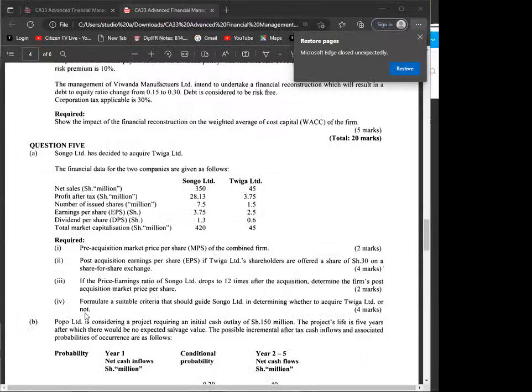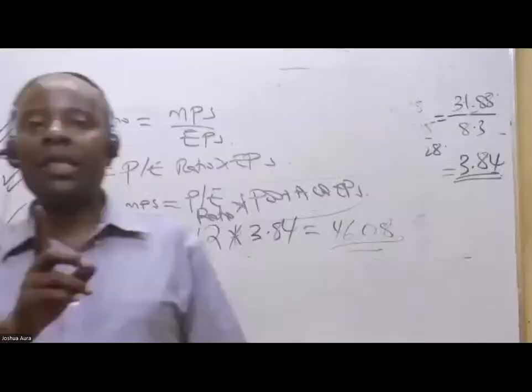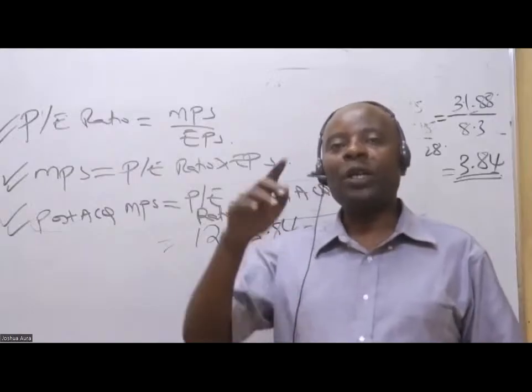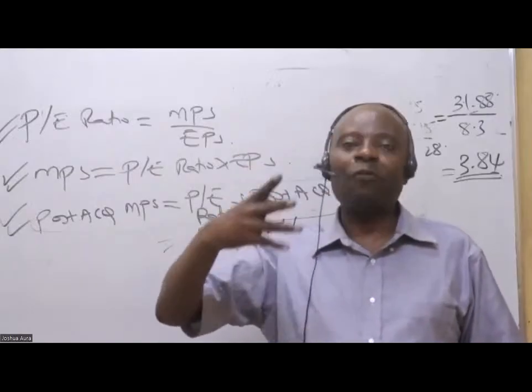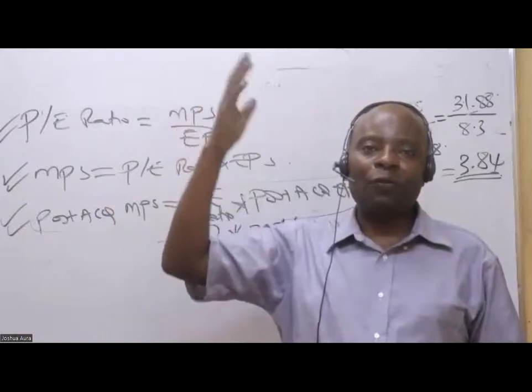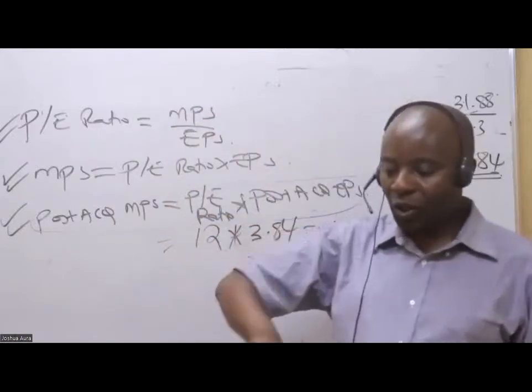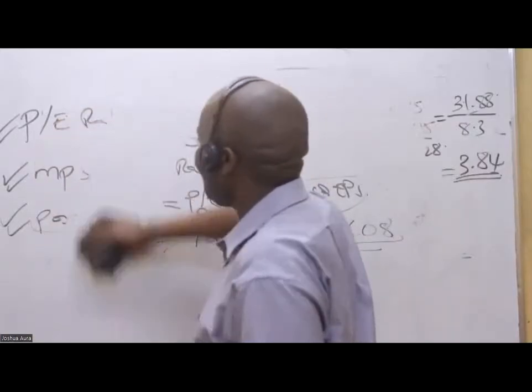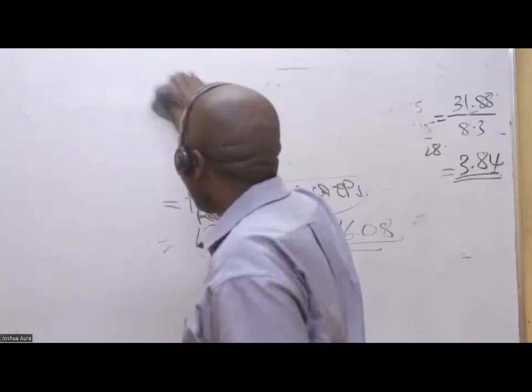So now we have number 4, where they want us to formulate suitable criteria that should guide Songo Limited in determining whether to acquire Twiga Limited or not. Ladies and gentlemen, the first criteria will be the dilution of EPS. I will not want to acquire a company that will lead to my EPS going down. I would want my EPS to remain where it was, and if possible, to even go up. So the first criteria is what we call the non-diluting offer price. Not offer price, but exchange ratio.